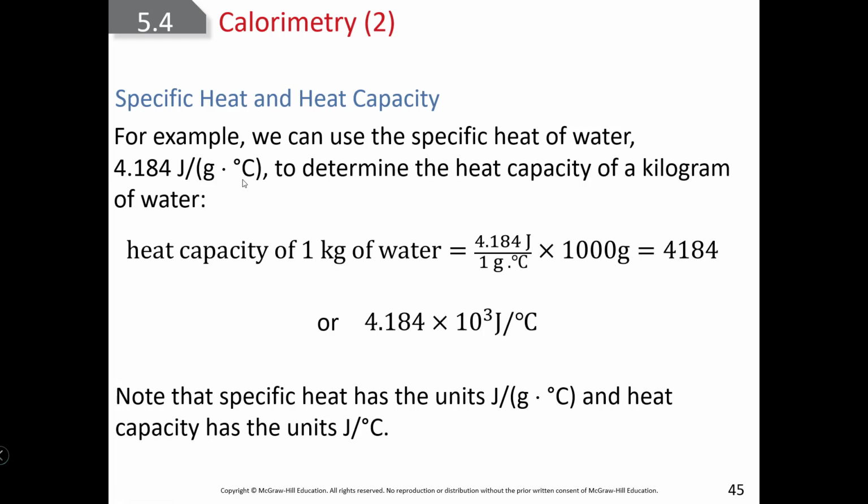So what is the heat capacity of 1 kilogram of water? If I have a kilogram of water, how much energy do I have to apply to the water to get it to rise 1 degree? So we take the kilograms, we convert that to grams, and we have to do that because the units for specific heat are joules per gram degree Celsius. So again, this is another important chapter where you're going to have to really watch your units here.